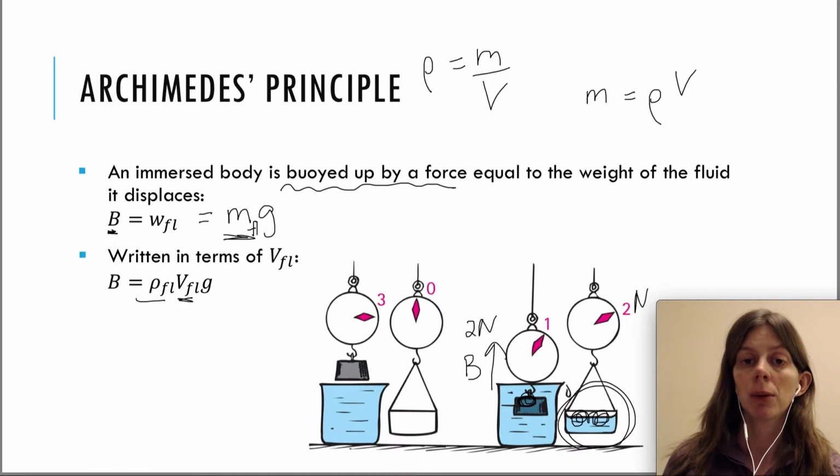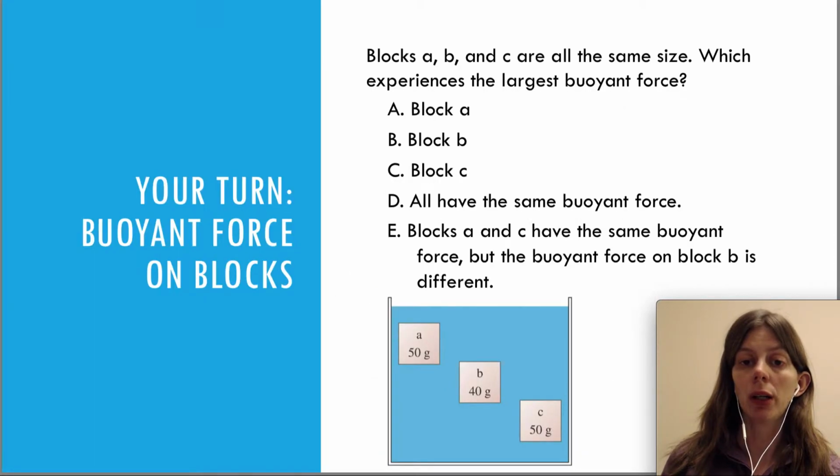Let's take a look at one question on this topic. It says, blocks A, B, and C are all the same size. Which experiences the largest buoyant force? So I want you to think about this one. You're definitely going to see this one again. We have 3 blocks. They're all the same size, but they are at different depths, and they also have different masses. Block B is 40 grams, while the other 2 blocks are 50 grams. So which one has the largest buoyant force?